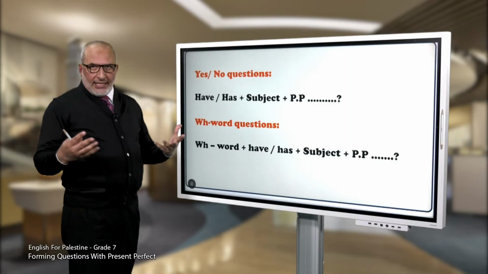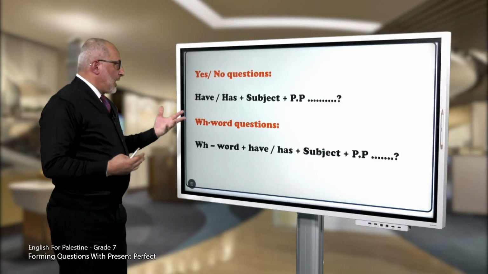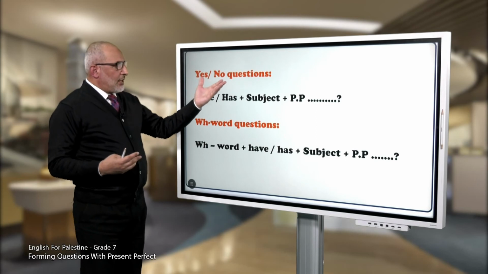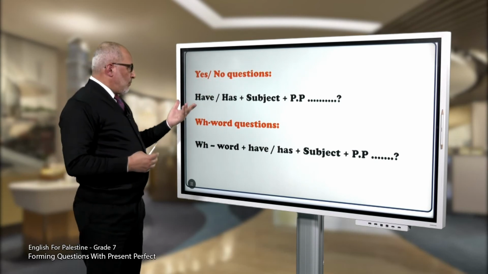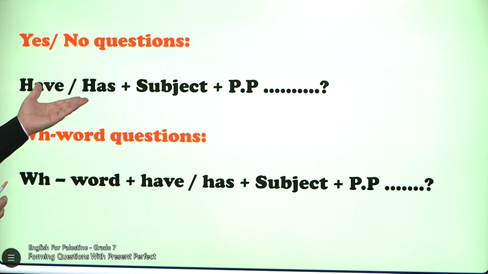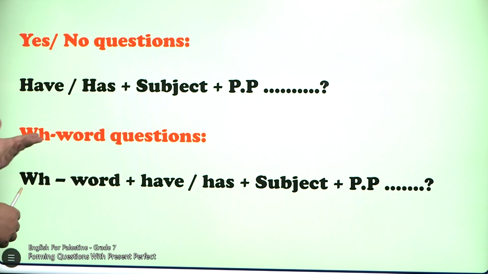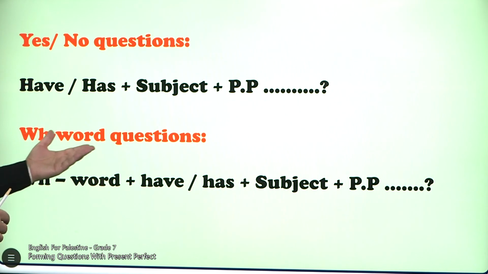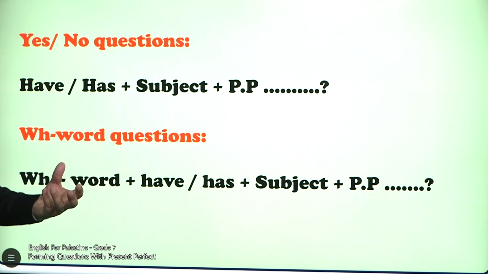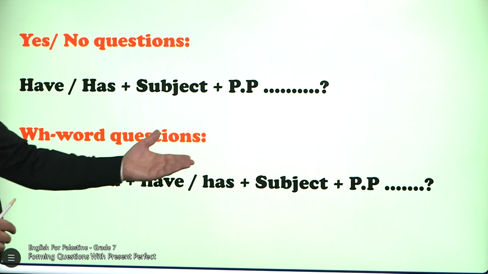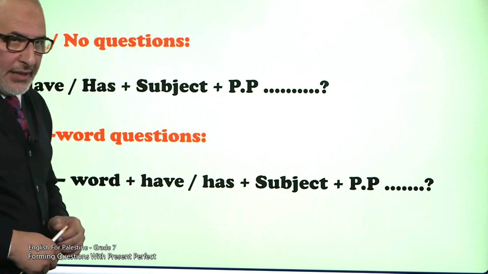Okay, to summarize, let's see. To ask yes/no questions with the present perfect, we use have or has plus subject plus past participle. And to ask WH word questions, we start the question with the WH word, then have or has, the subject, and the past participle.